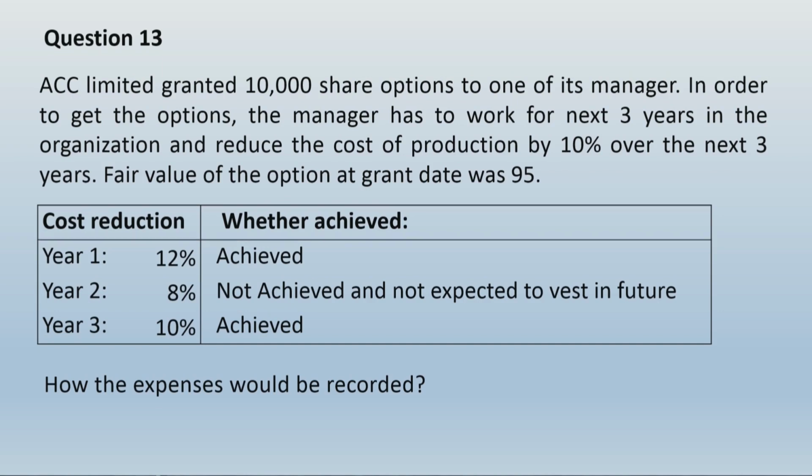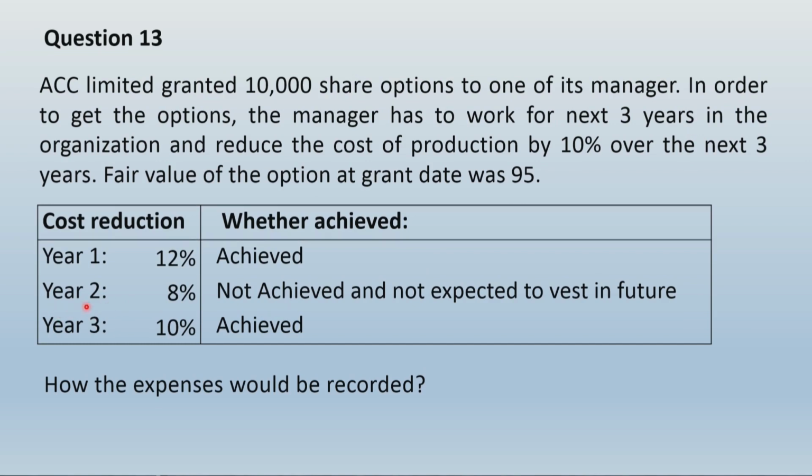But we cannot say that the performance condition is fully achieved, because if you can look into the question, it is asking not just the cost reduction by 10%, it is asking that the manager has to work for next 3 years and has to achieve the cost reduction target over the next 3 years. So the point is, even though cost reduction target is achieved in 1 year, the manager will not be entitled to the share based payment, because the condition is also relating to the service of next 3 years and 3 years have not got over. So you have to wait.